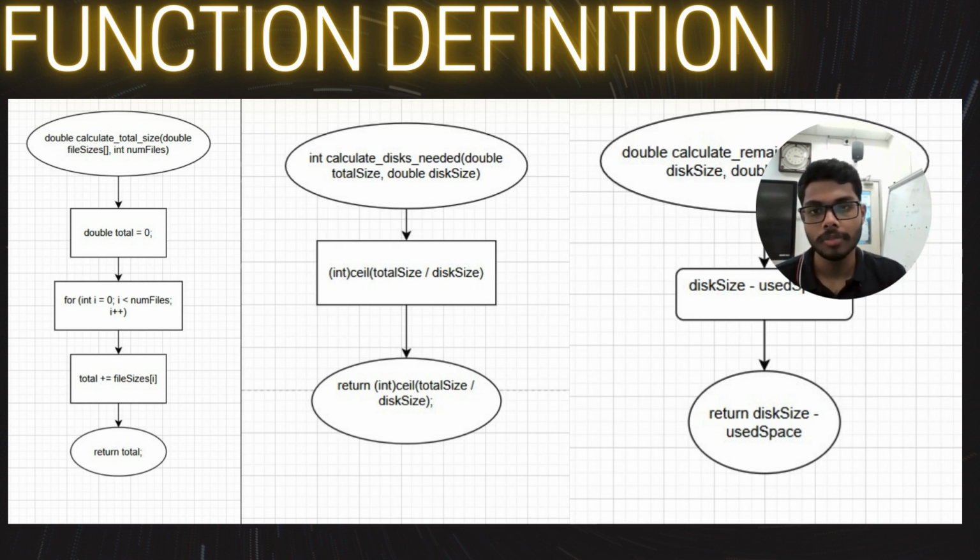And then to calculate that, we need double file sizes, file sizes like 16 GB, all these things, and the number of files. And the double total is the total.